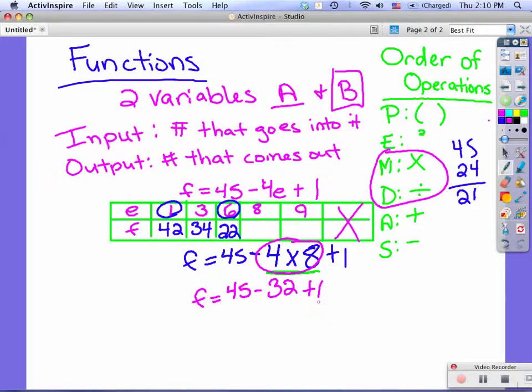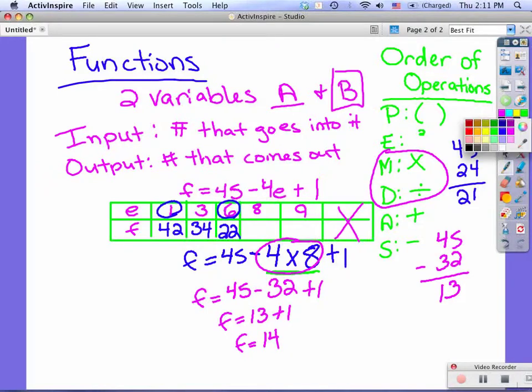Now I'm going to say 45 minus 32. It's always nice to check your work and subtract. Not try to do it in your head. 13. So F equals 13 plus 1. F equals 14. So my output is 14.